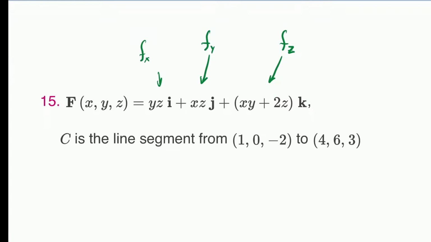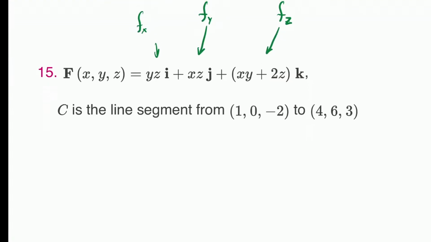By the way, if I wanted to check to see if this was conservative, it's going to be a big pain, because I would have to do the derivative of this with respect to y and then z, this thing with respect to x and then z, and this thing the derivative with respect to x and y. So if you were curious how we would check to see if this is conservative, that's the way you would do it. But fortunately for us, we're not asked to do that.